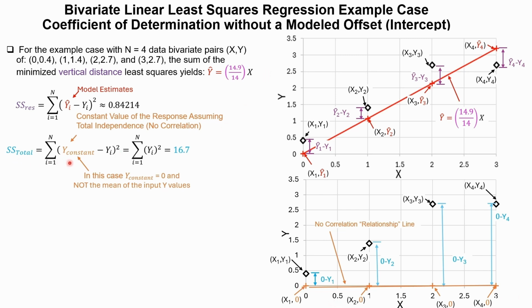So the sum of squares total is the sum of the squares of the difference between this constant term and the dependent values, as shown here. And if we sum up the values for these 4 data bivariate pairs, the sum of squares total turns out to be 16.7. And as expected, this is significantly larger than the sum of squares total for the previous case, where the model equation form had a slope and intercept term, and therefore the constant was the average of the dependent variables, and that sum of squares total was 3.74.